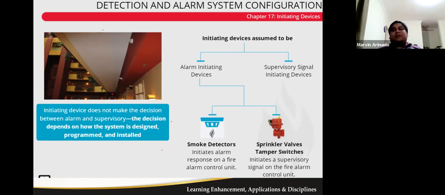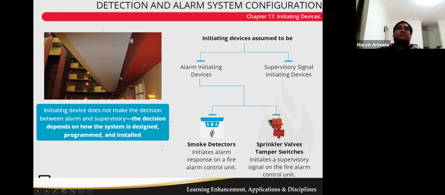And initiating devices are classified as alarm and supervisory. Now, in alarm, if we use it as an alarm initiating device, one is the smoke detector, which initiates an alarm response at the fire alarm control unit, which is an input to your FACU, and a sprinkler valve tamper switch initiates the supervisory signal at the fire alarm control unit.